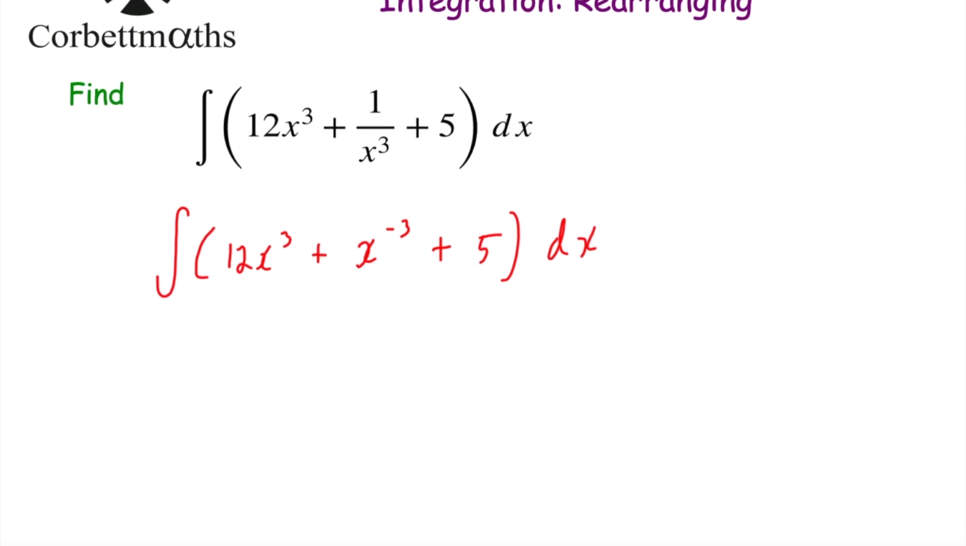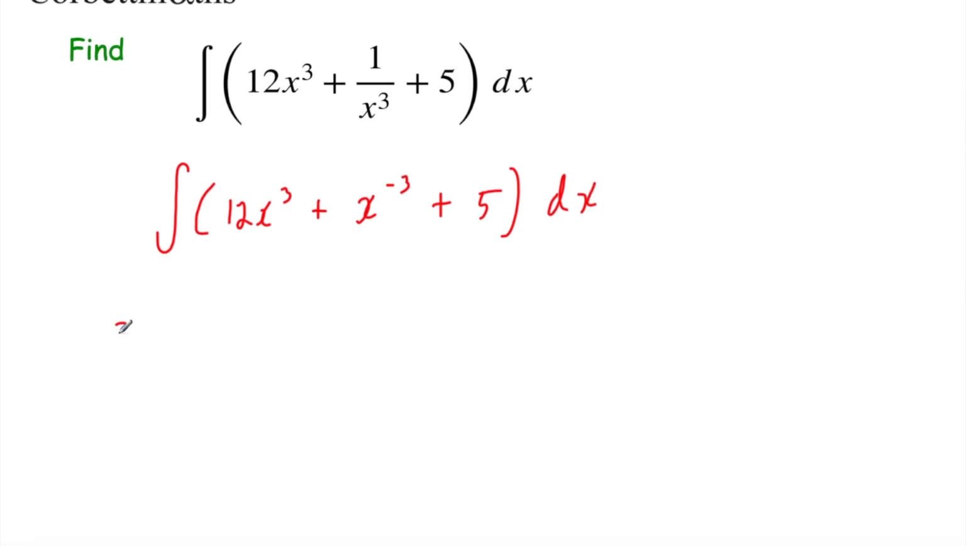So we're going to increase the power of x by 1 and divide by the new power. So let's do that. So we're now integrating, so I'm now putting the equal sign and getting rid of that integration symbol. So we're going to increase the power of x by 1, so it's x cubed, so that'll then be x to the power of 4, and then we're going to divide by the new power. 12 divided by 4 is 3. So that's the first term integrated.